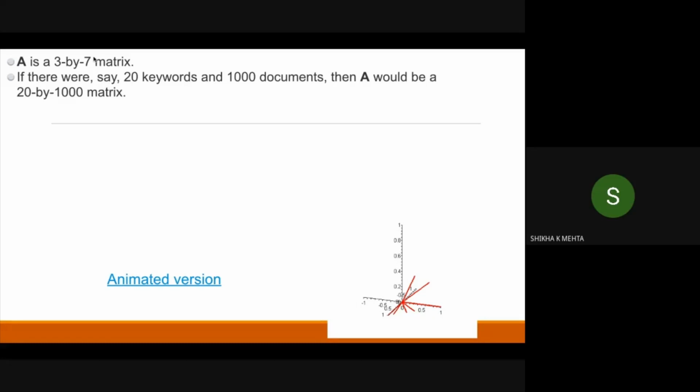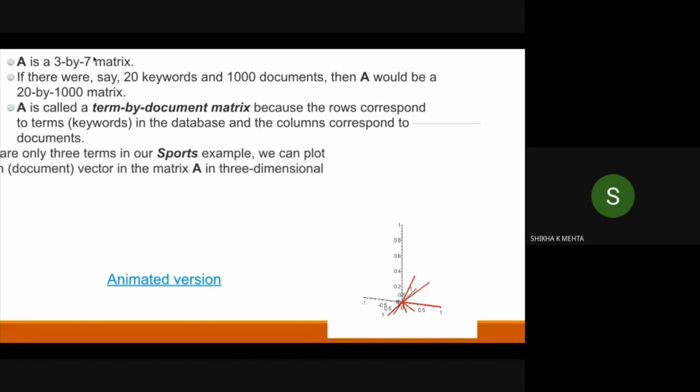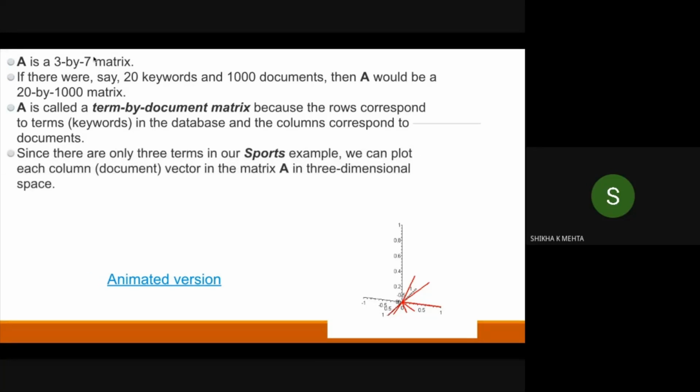So we have to reduce the computational complexity of the algorithms that we are working upon. Now, when we have to project this, as I told you, this is known as the term by document matrix, because rows correspond to terms in the database and columns correspond to the documents. Since there are only 3 terms, let us visualize this. We can plot each column vector in the matrix A in the 3-dimensional space.